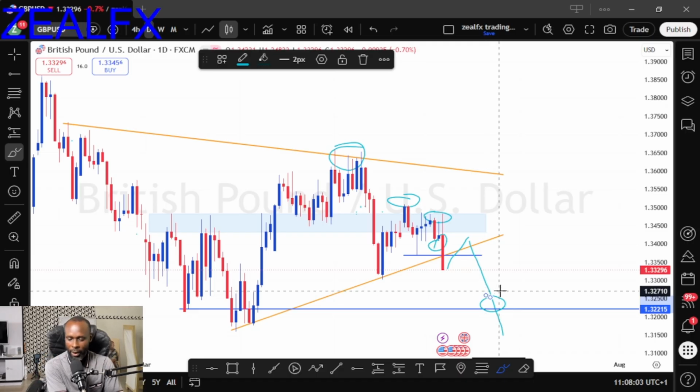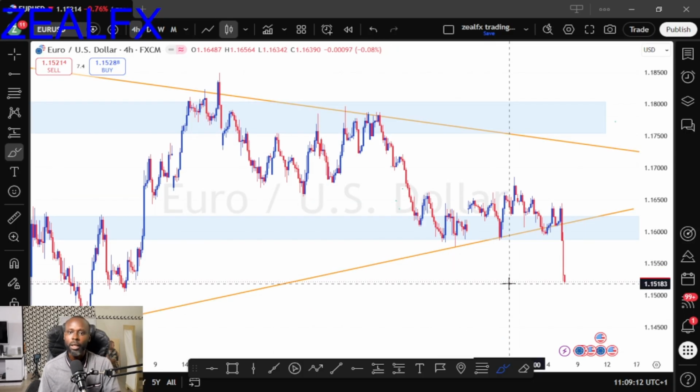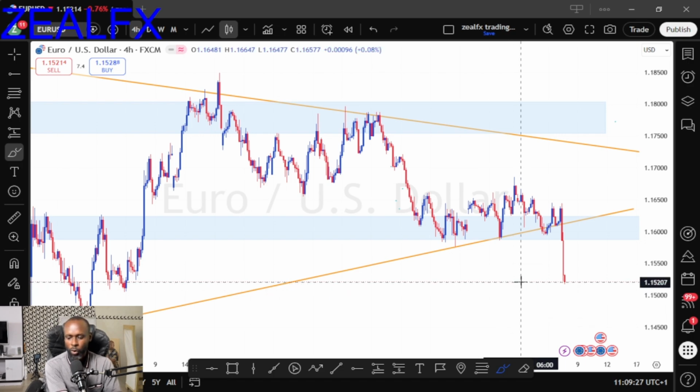So let's look at our next pair, which is the Euro USD. On the Euro USD, you can also see that we have a breakout structure for selling opportunity. So as long as we have this downtrend for selling opportunity on Euro USD, we can't just jump in because we have this strong downtrend momentum.